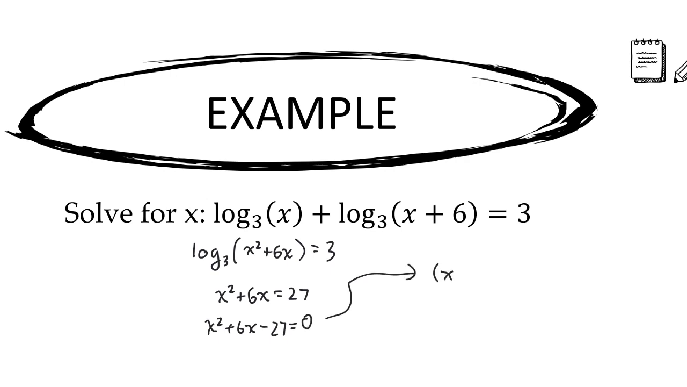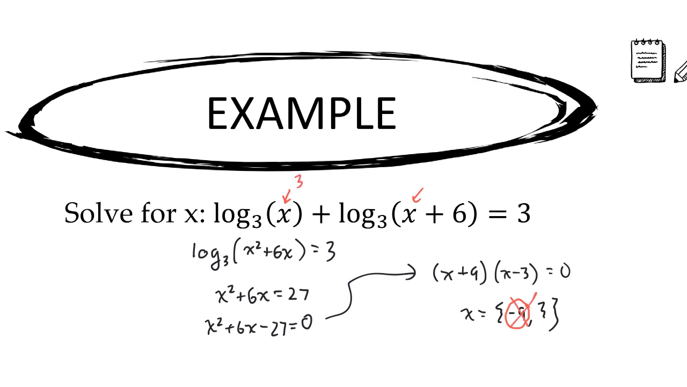Factoring tells me that x plus 9 times x minus 3 is 0, which leads me to the conclusion that x is either -9 or positive 3. And when I go and check, I notice that -9 will give me a negative argument here and also here. And a negative argument, in fact, any argument less than or equal to 0, is not permitted for a log. So there's my extraneous solution.